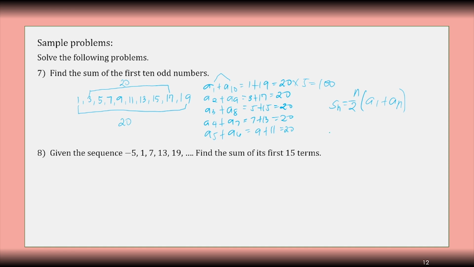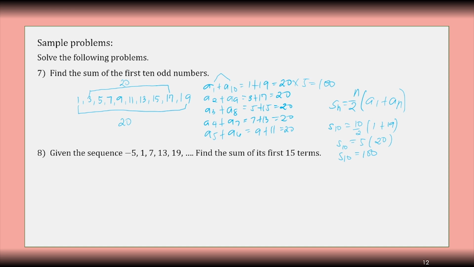Solve nga natin. So, S sub 10 is equals to 10 over 2. Then, A sub 1 is 1. A sub n, or the last term, is 19. Then, S sub n is equals to 5 times 20. So, 5 times 20 is 100. So, nakalimutan natin S sub 10. Sorry. So, S sub 10 natin is 100.